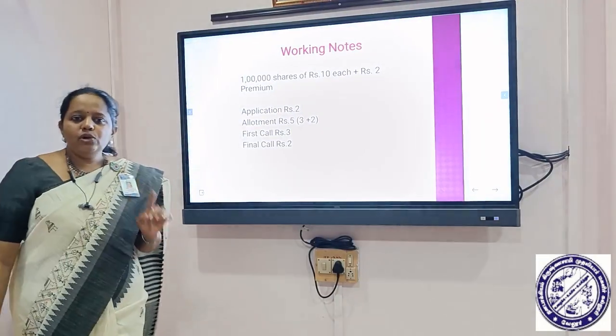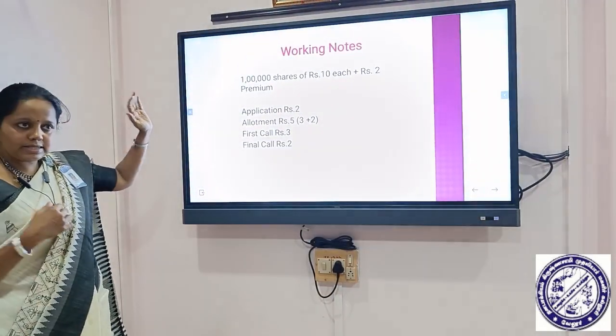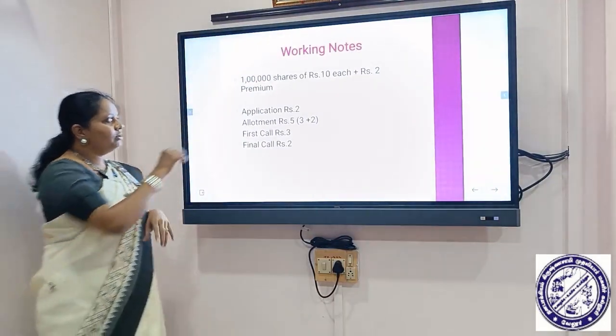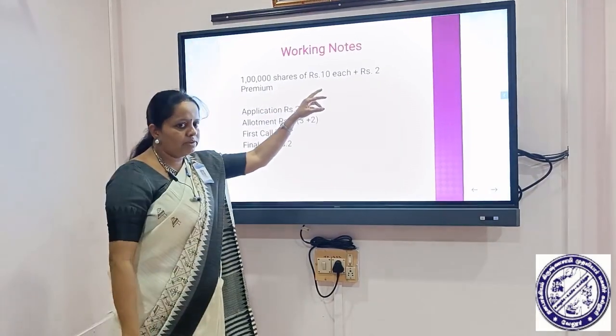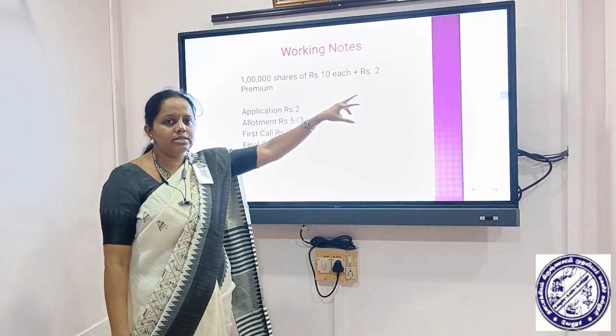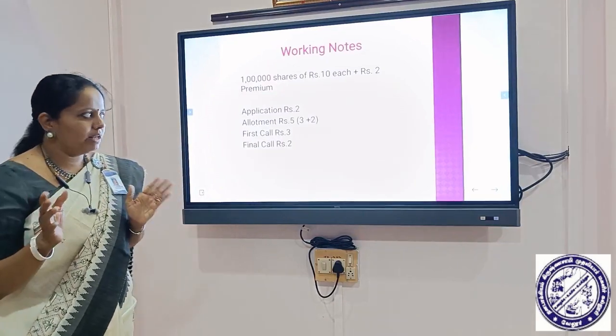So I request all of you to follow this methodology. First, you try to understand the question. You have some working notes. In this working note, make sure that you note how many shares the company is issuing, what the face value of the share is, and whether it is issuing at premium, at discount, or at par. This thing you should be very clear.